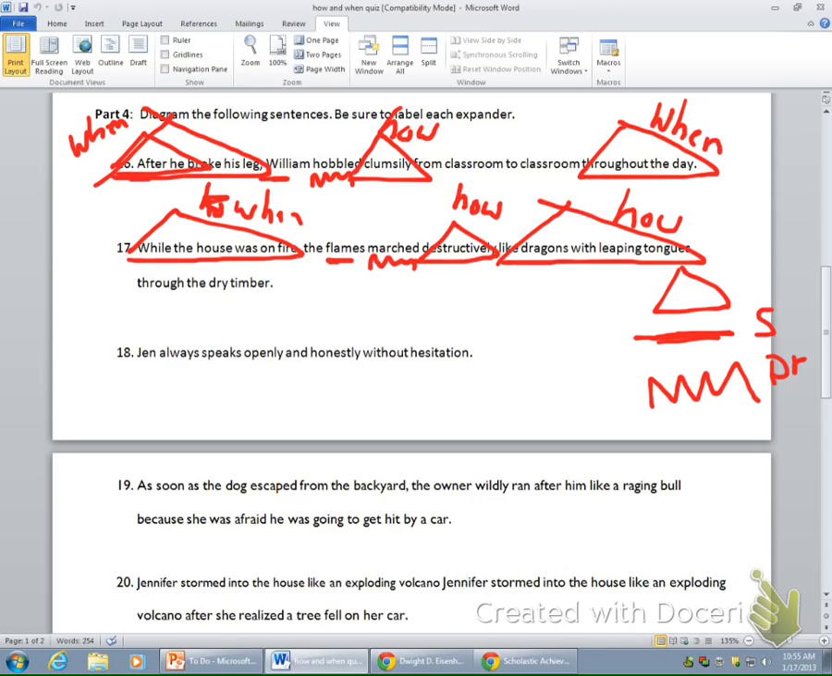Jen always speaks openly and honestly without hesitation. Automatically, I-C-L-Y. Yes, that's telling me how. And honestly, it's telling me how. These two little guys deserve their own little how house. Do not put them together. Some of you were triangling, making one big triangle like this. But is and an expander? No. Okay? So you would not want this. We got to get rid of this little triangle here. All right? Stop folding paper, whatever you're doing up there. It's a little distracted. All right.